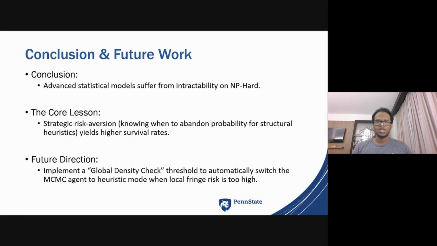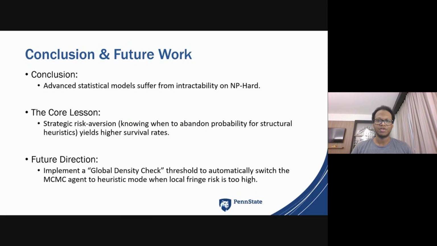In conclusion, building a robust AI agent requires more than just advanced math. In environments with extreme uncertainty, strategic risk aversion is key. Recognizing exactly when mathematical calculations become computationally dangerous and relying on structural heuristics instead yields higher survival rates in dense environments.